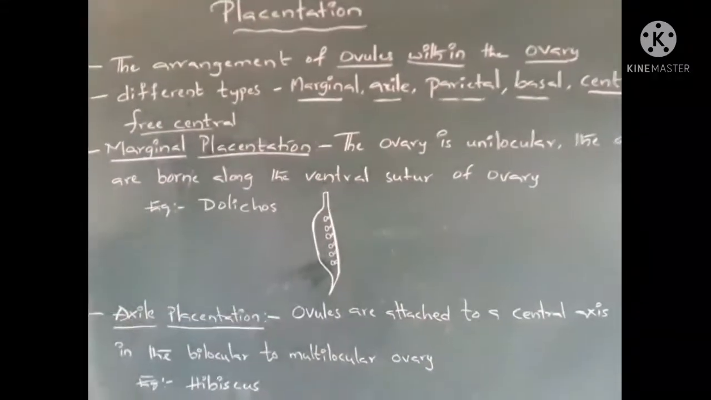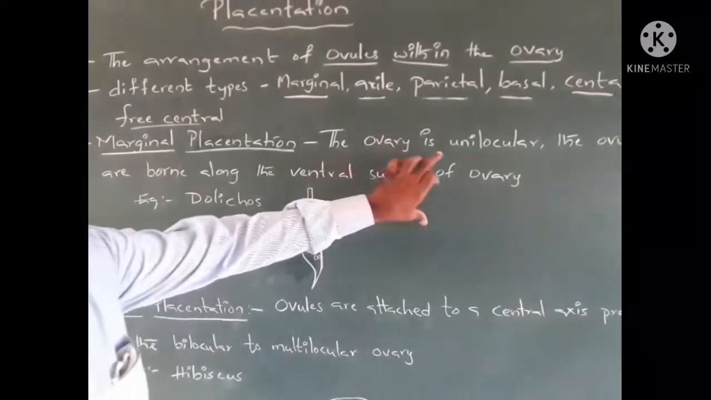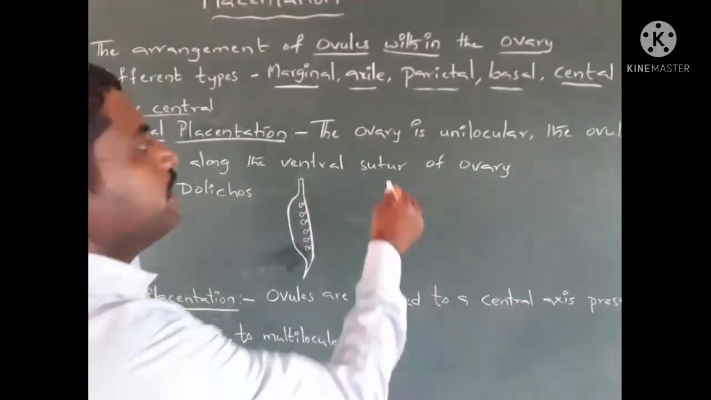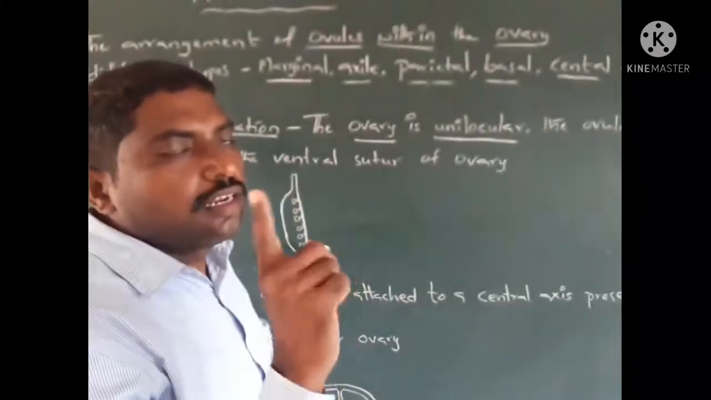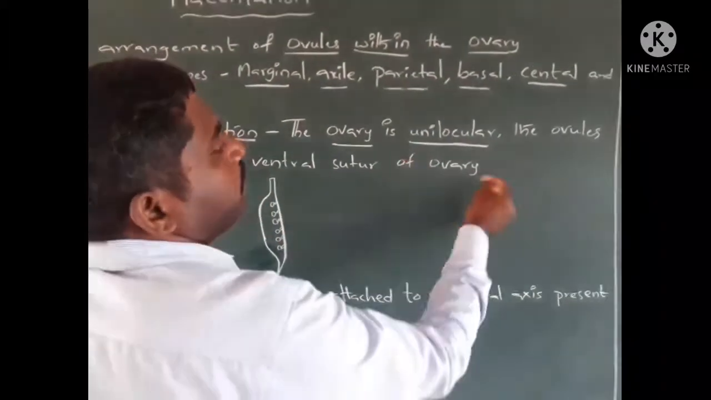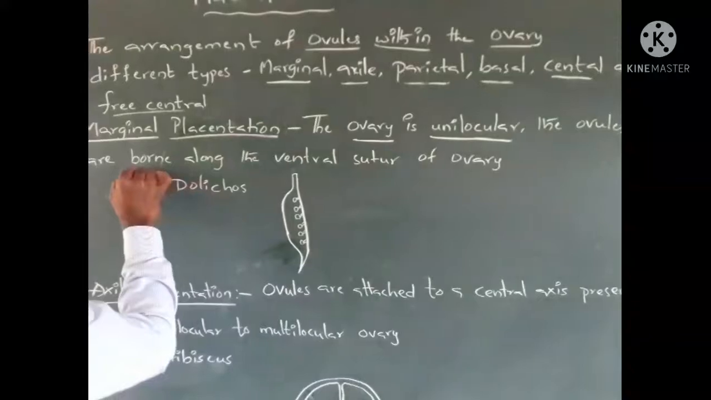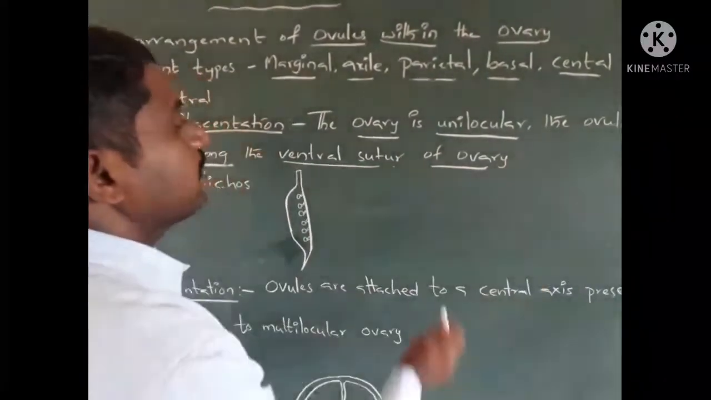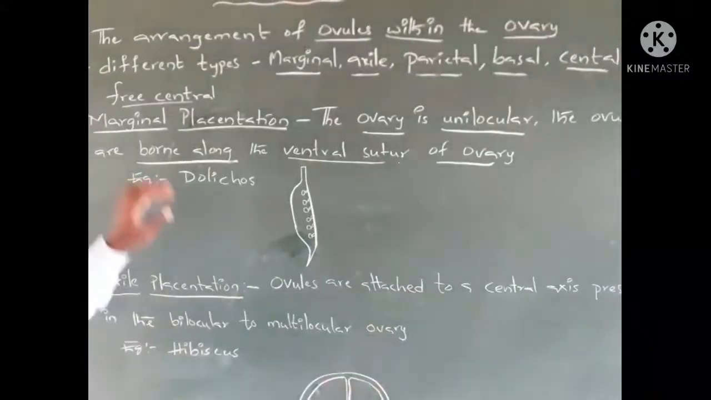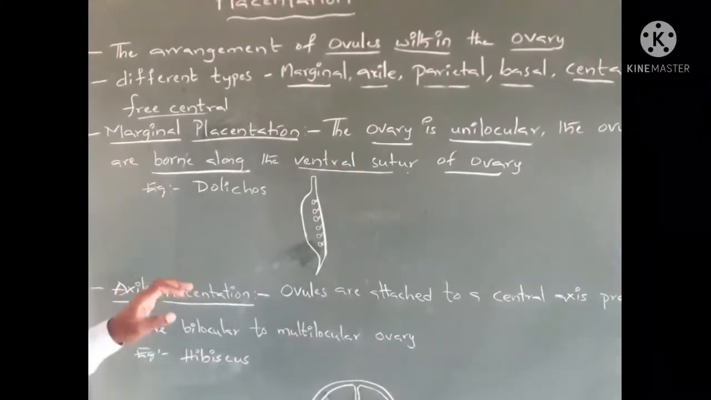Marginal placentation. Here the ovary is unilocular, only one locule is there, and the ovules are borne along the ventral suture of the ovary. This type of placentation is called marginal placentation.